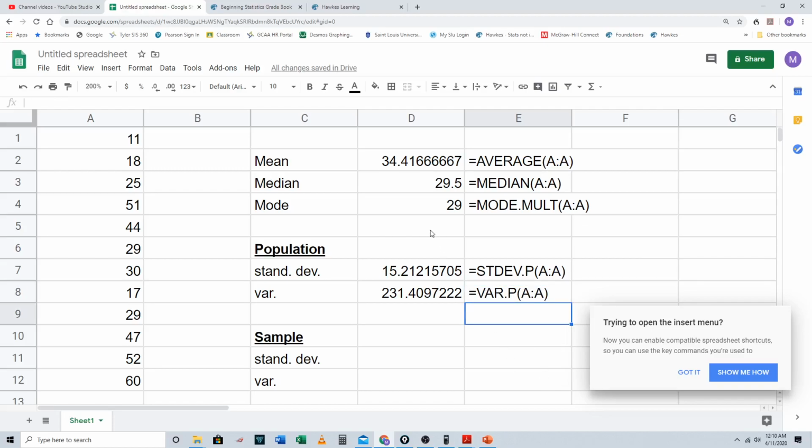And no, I'm not going to post this in Google Sheets. You're going to have to do it yourself.